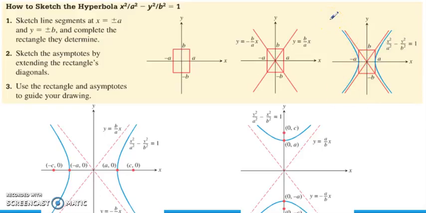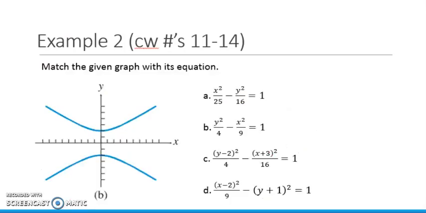So a very similar process can be used for the up and down shape. You would just be going up a and down a, because now your a value is underneath y, and you would be going right b and left b, and you would use those values to draw your box, sketch in your diagonals, and then the most important thing would just be to remember that since this is a y squared equation, you're actually using the top and the bottom of the box instead of the left side and the right side of the box to sketch it. So let's do a couple examples practicing that.